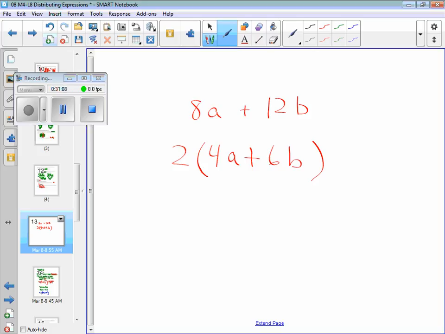Right, 2 is not the greatest common factor. How do I know? Because I can look at my 4 and my 6. There's a number other than 1 that will go into both 4 and 6, which is another 2. What should be my GCF? 4. If I did everything accurately, what do you wind up with inside?